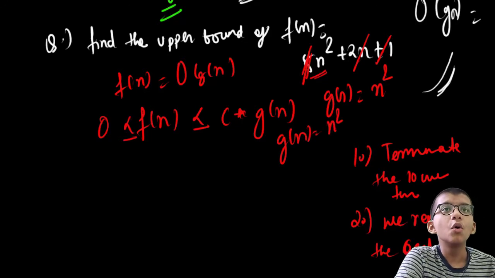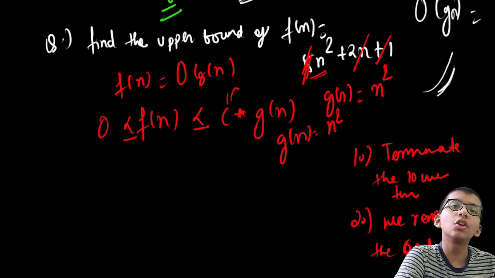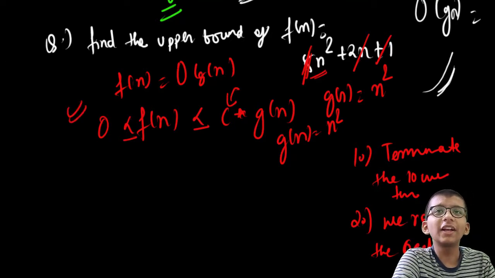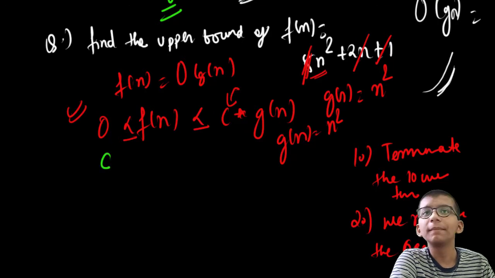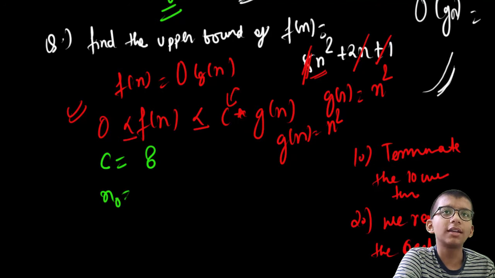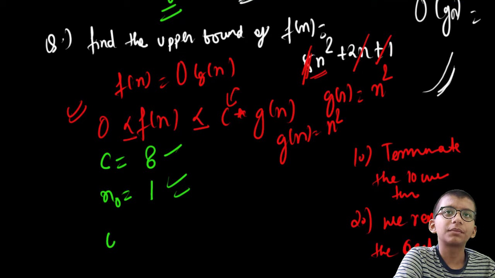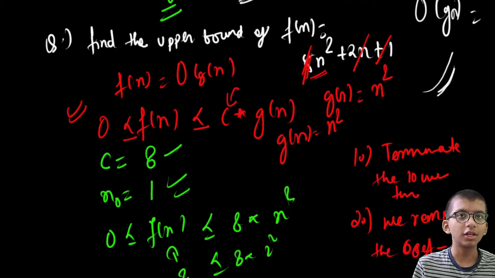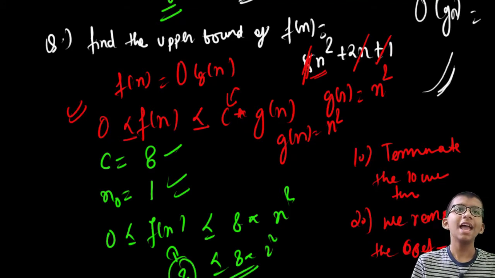Now what c and n naught should be taken so that it satisfies this condition? To satisfy the condition, I can take c equal to 8 and n naught equal to, let's say, 1. We can satisfy the condition because f of n should be smaller than or equal to 8 times n squared. If you put any value, let's say 2 here, then 8 times 2 squared is always greater, so they satisfy the condition.